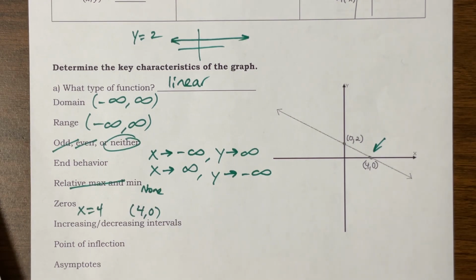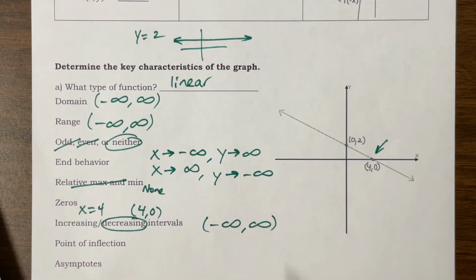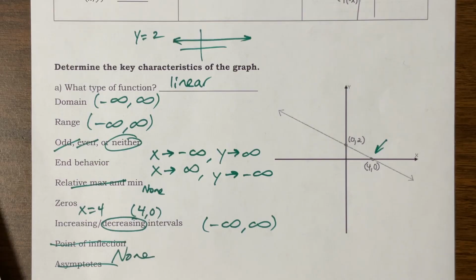Increasing, decreasing intervals: this graph is going down, down, down, down, down on its whole domain. So it's decreasing on the interval of negative infinity to positive infinity. Point of inflection, none. Asymptote, none. Okay?